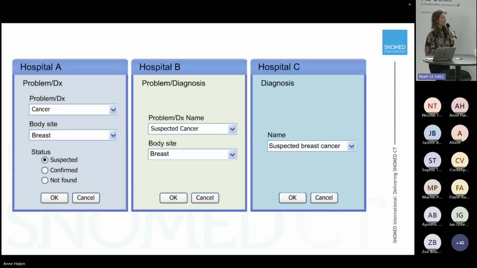Here's another example, just to add a bit more complexity. Here, three hospitals, it's suspected breast cancer. So now it's not only whether or not it's in the family history, it's whether or not it's suspected or verified.